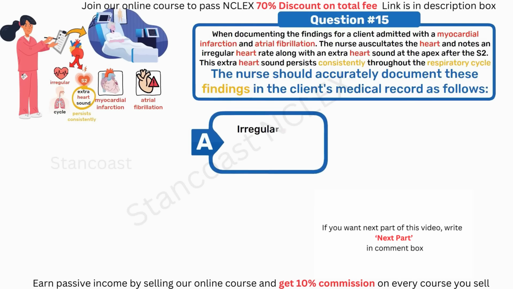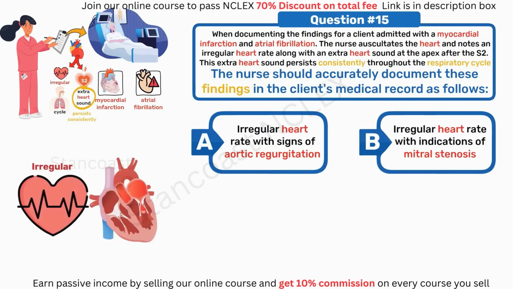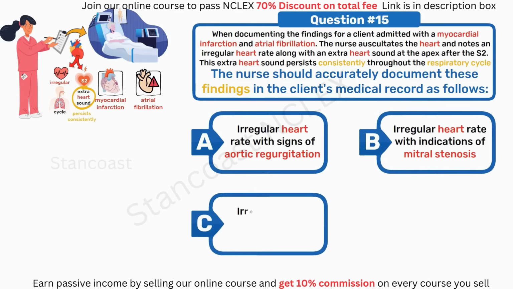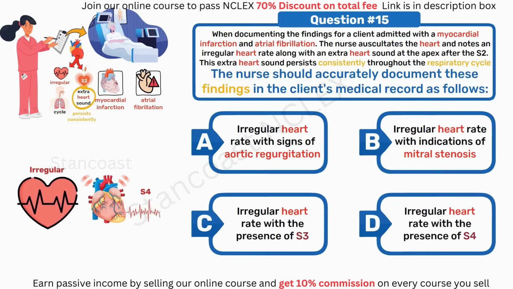A. Irregular heart rate with signs of aortic regurgitation. B. Irregular heart rate with indications of mitral stenosis. C. Irregular heart rate with the presence of S3. D. Irregular heart rate with the presence of S4. The answer is C. Here's the rationale.